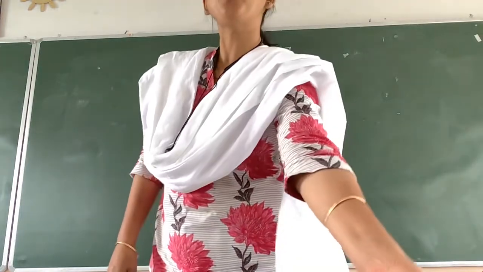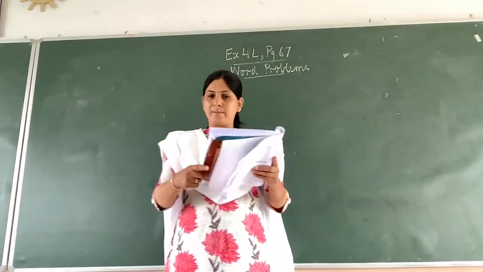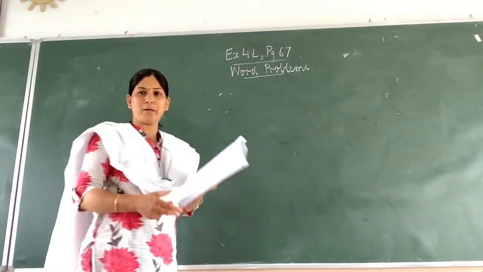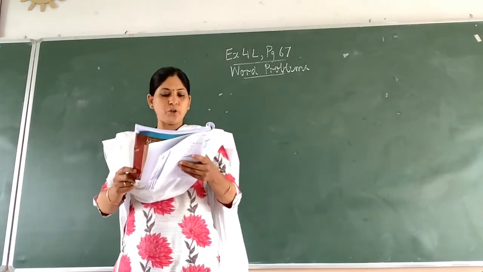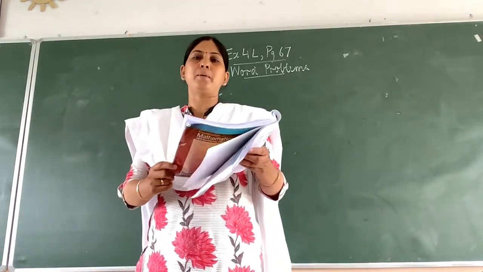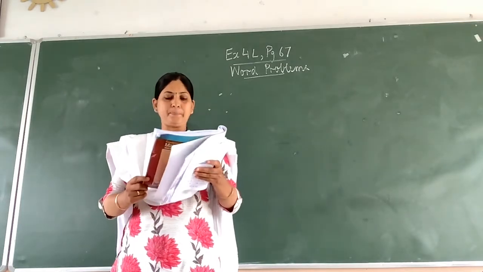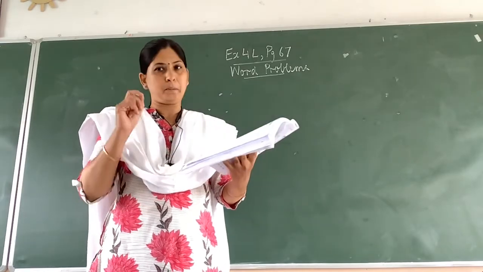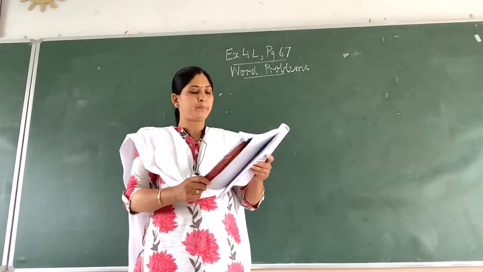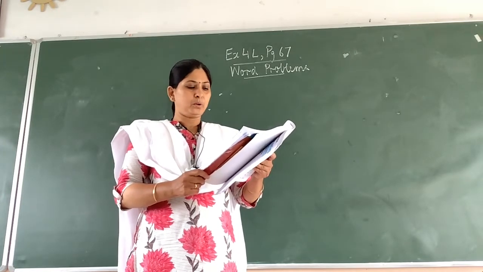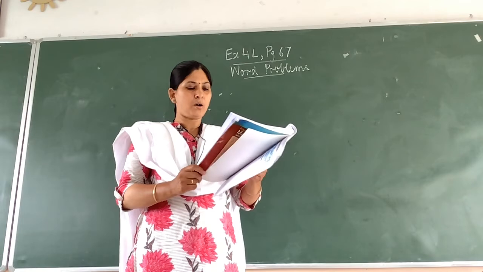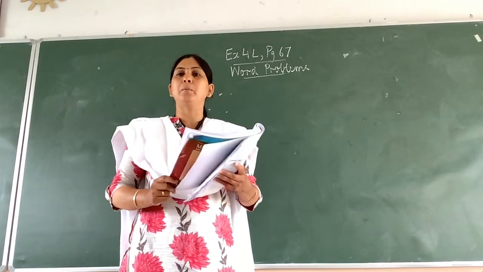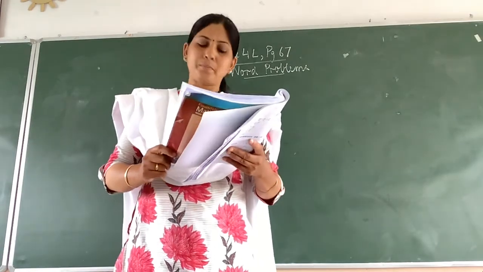You all can open your book at page number 67. Exercise 4N. Page 67, exercise 4N. Now, children, let us tick the word problems that we will be discussing. Now you can tick in your book with pencil from number 1, 2, 3, 4, 5 and 8. These are the 6 word problems that you have to practice.